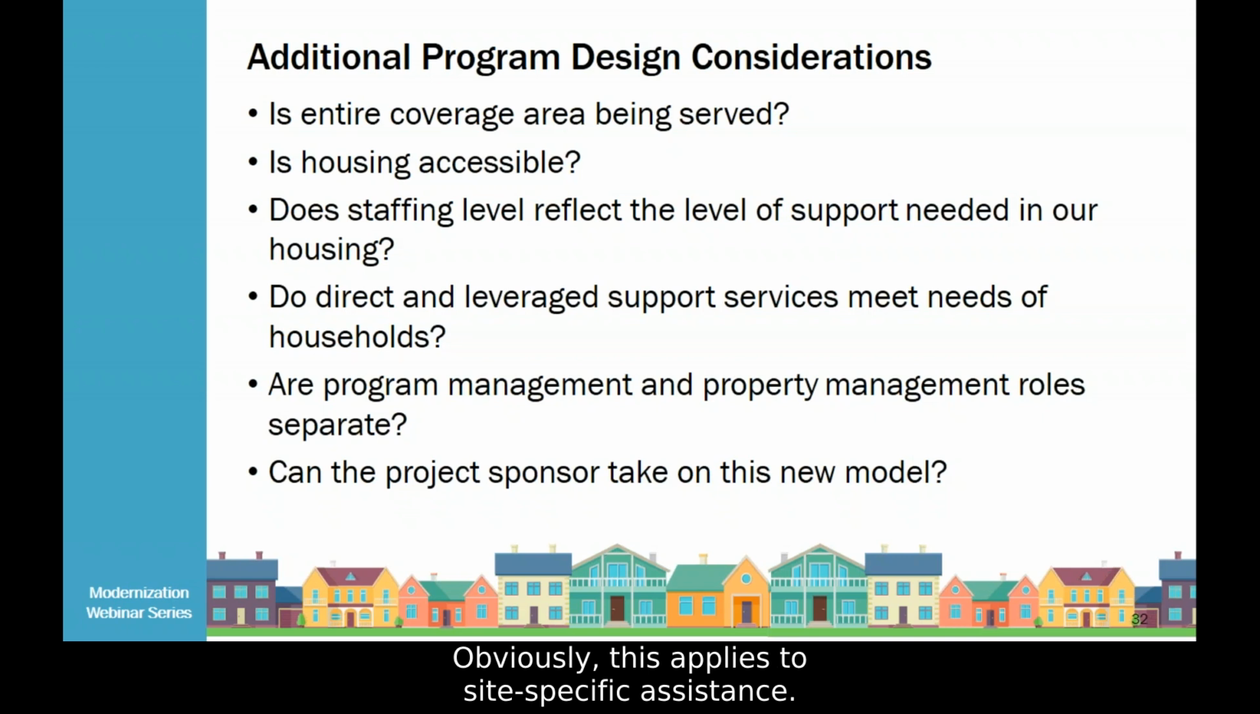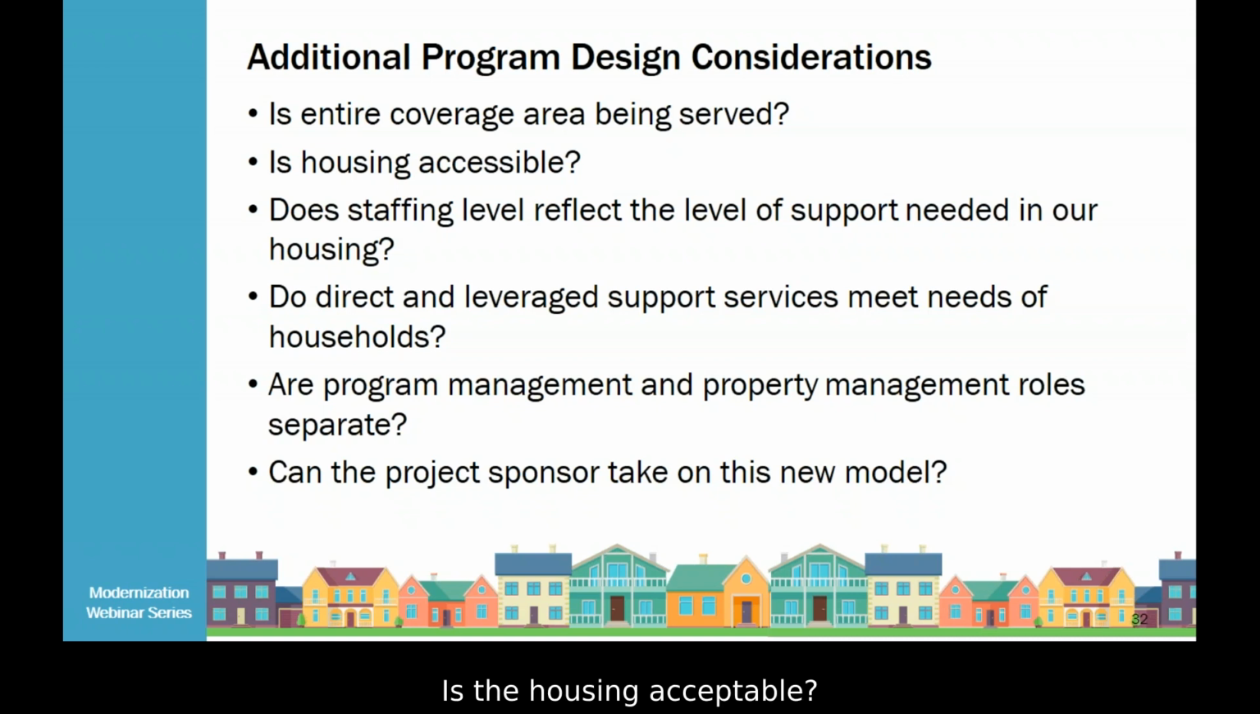Obviously, this applies to site-specific assistance, but it can also apply to PBRA. During the housing search process, do your PBRA households need support in finding units in different areas? I know many of the grantees we've been working with might have a geography that covers 5 counties, right? So are you able to really provide the assistance folks need over that whole geography? There may be barriers that you have to overcome to be able to do that.